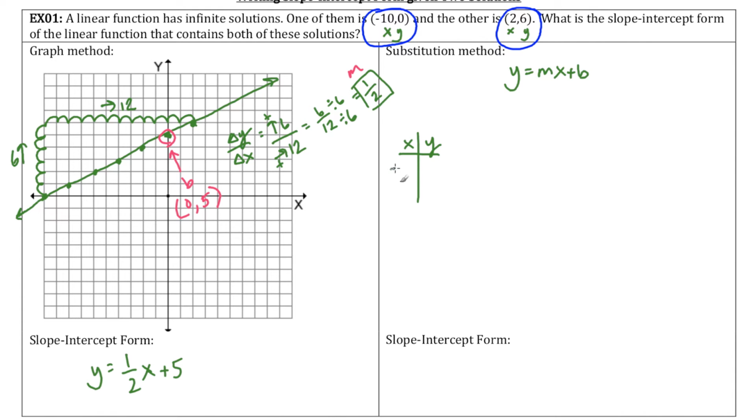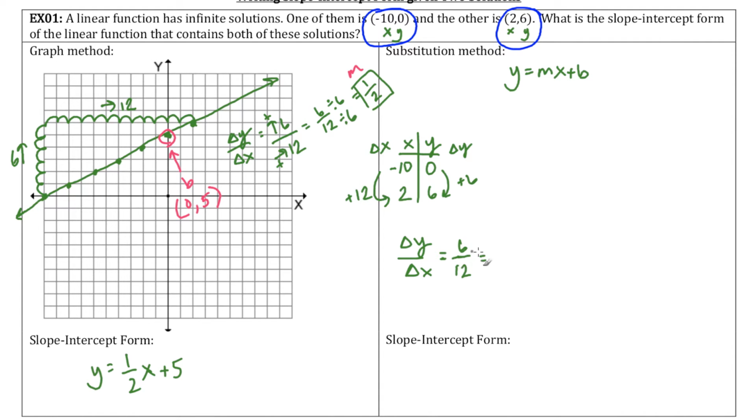So we have negative 10, 0 and 2, 6. And all I have to do is figure out our change in y and change in x. So this is plus 6. And negative 10 to 0 is 10, and then 2 is 2, so that's plus 12. And we end up getting the same numbers that we did when we moved from here to here. So positive over positive is a positive.